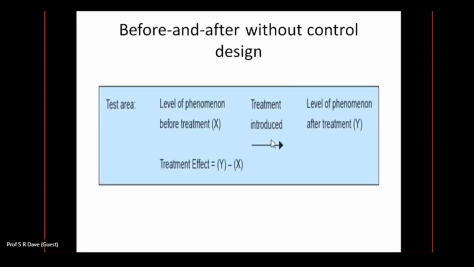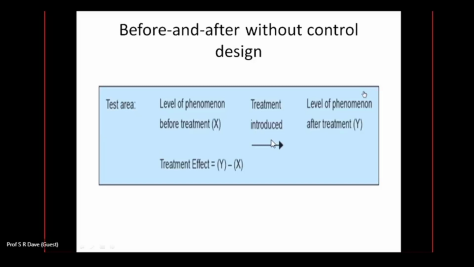Now, as we have only 1 hour and I want to explain all the possible designs, I will be going a little bit quickly. Before and after without control. It means, what is happening in this type of experiment? This is the test area. You are giving the treatments and measuring the level of the phenomena. Correct? And this is what we are normally doing.